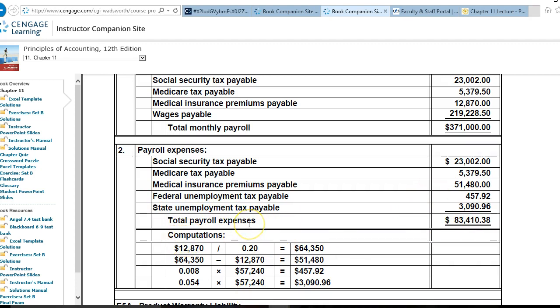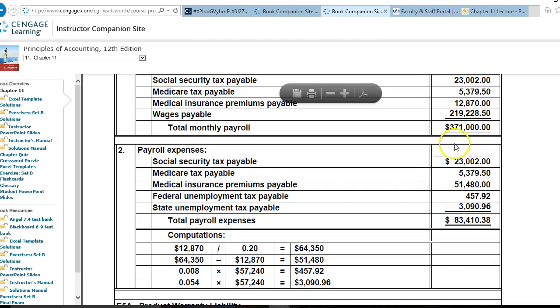Now the portion the employee paid for health insurance was 20% of the total amount. So the way we can figure out how much the employer has to pay in is if we take the $12,870, and we know that's 20% of the whole, we divide that by 20%, we know that the total amount is $64,350. $64,350 subtracted by $12,870 gives us the portion that the employer is responsible for, or as you see here, the $51,480.